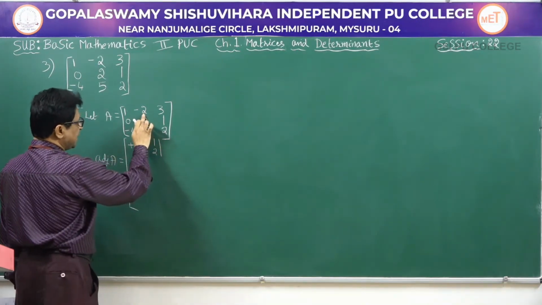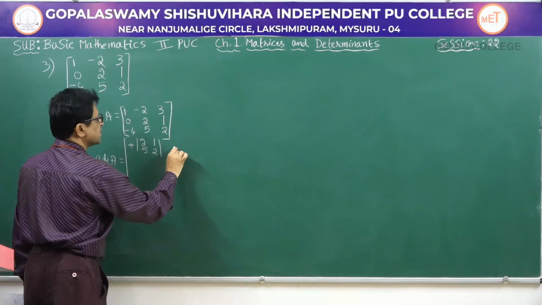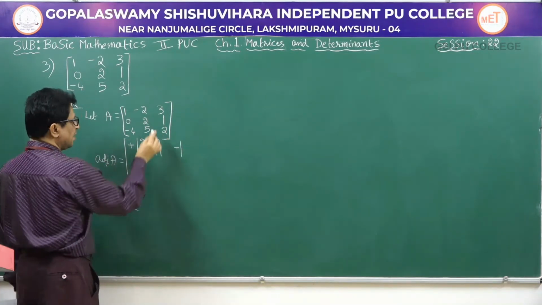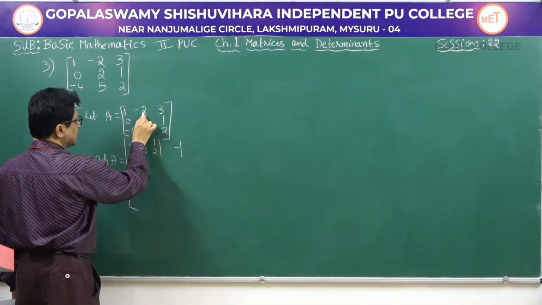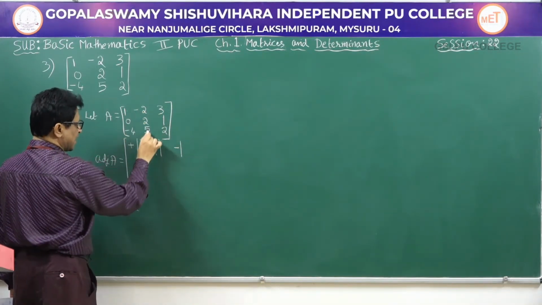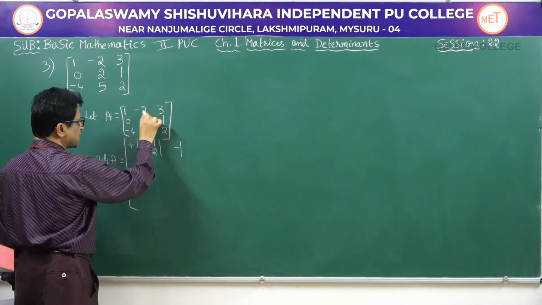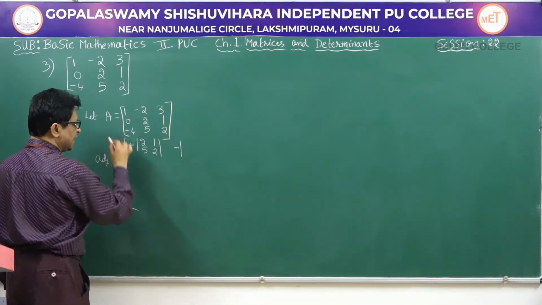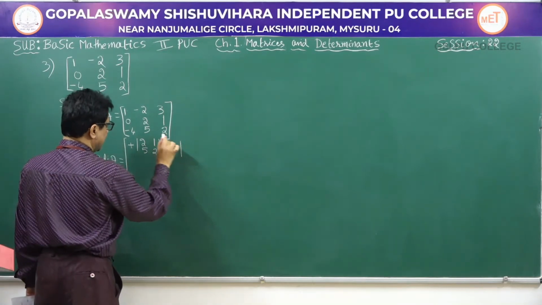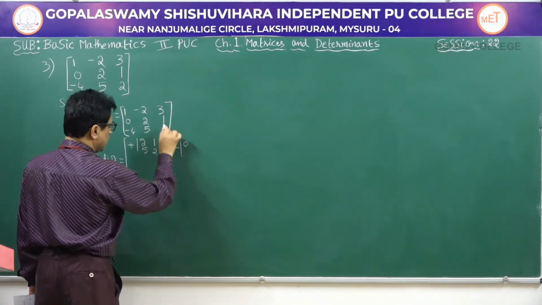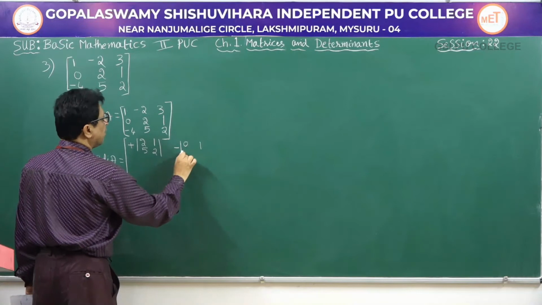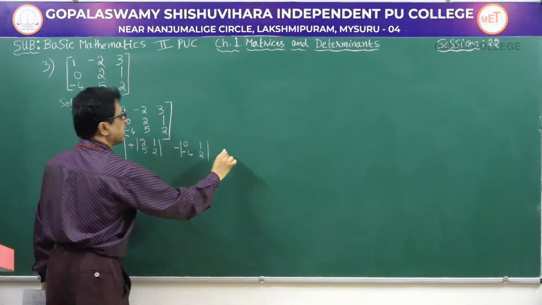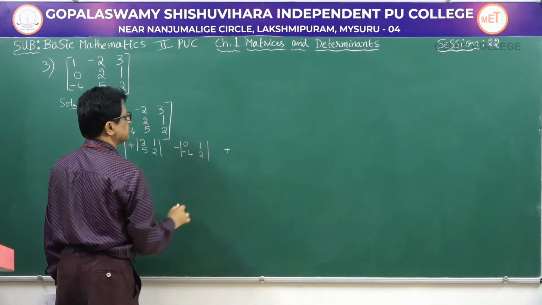Next, we shall find the cofactor of minus 2. First, we shall write the sign minus. So, minus 2 lies in the first row and second column. We eliminate the first row and second column and take the determinant of the remaining elements. That is determinant of 0, 1, minus 4, 2. Next, we write sign plus.